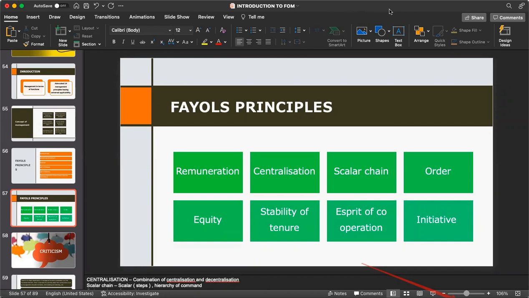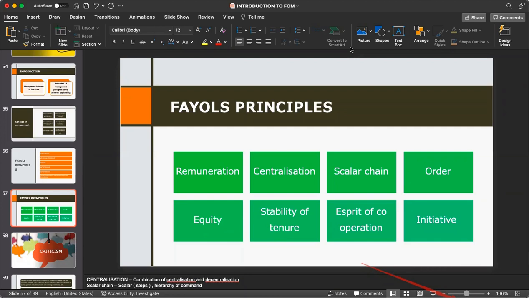For example, you are working in a banking department. You must know how to open a customer account, how to verify the customer account, who will be the managerial authority, who will give the final confirmation, who will take care of customer handling. So scalar chain is basically the hierarchy of command, a step through which a particular procedure is being followed.